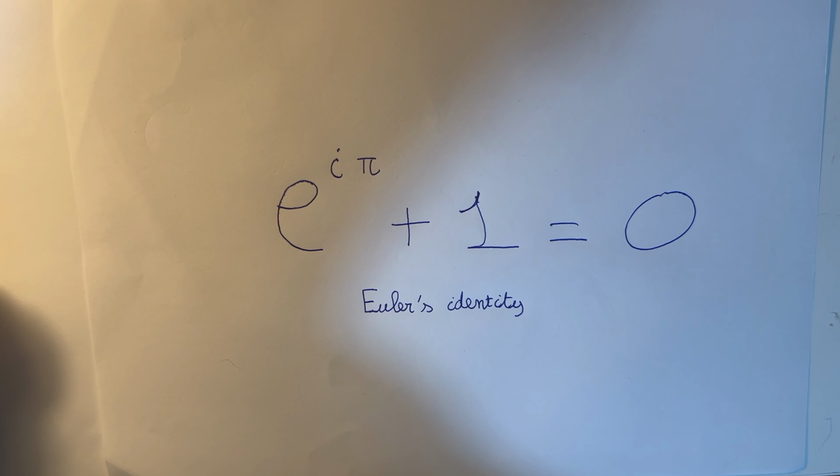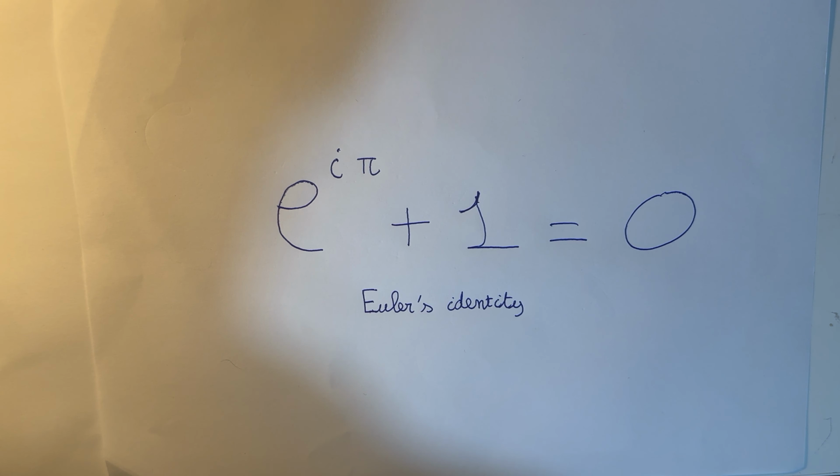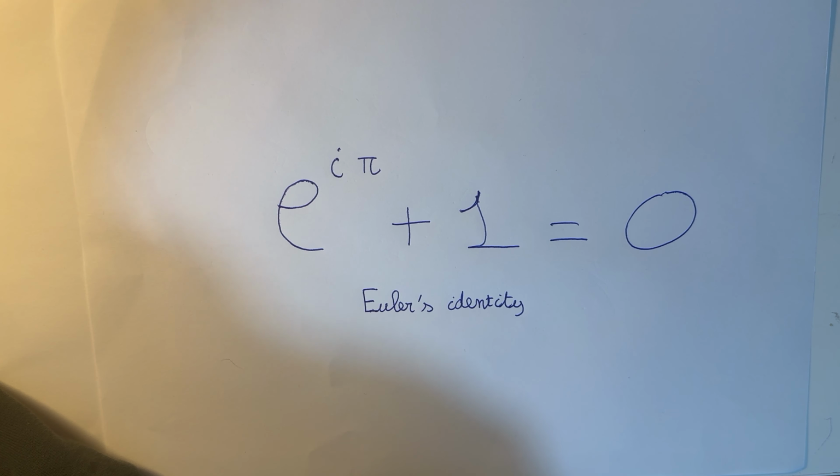We have e, a very nice irrational number, i, the imaginary number, the square root of -1, and pi, also an irrational number, put in a very elegant equation where you add 1 to e to the i pi and you simply get 0. So in this video, I'll be deriving Euler's identity using the Maclaurin series expansions for e to the x, cosine of x, and sine of x. So let's go ahead and start the derivation.